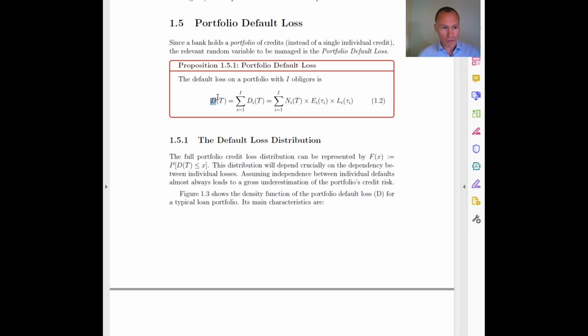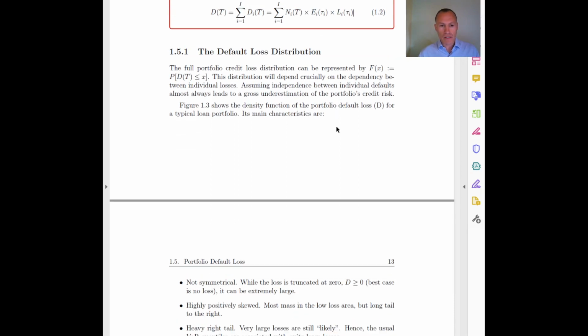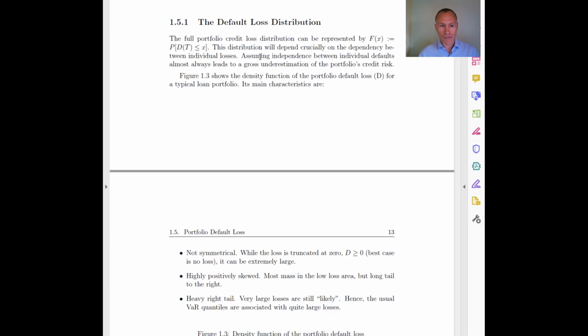The default loss on a portfolio is just the sum of the default losses across all the obligors, the companies to which the bank has lent money. And if you recall from the previous expression when we started this section here, the default loss for each obligor is given by this product of these three variables that we have just discussed in the previous video. Okay? So let's see how this default loss typically looks.